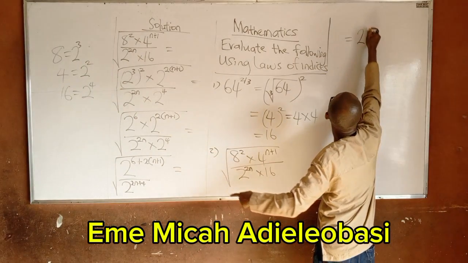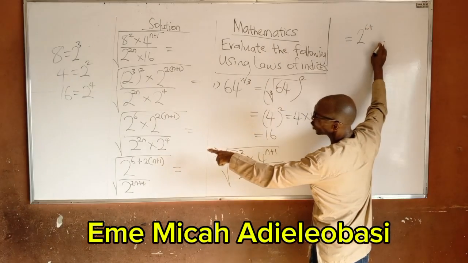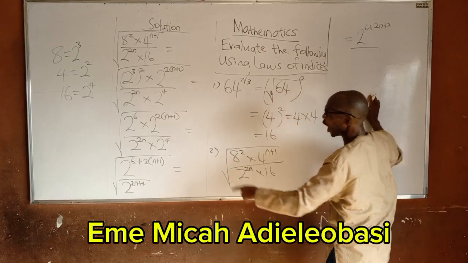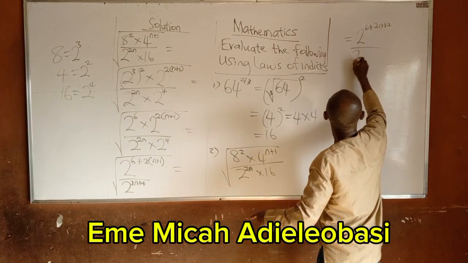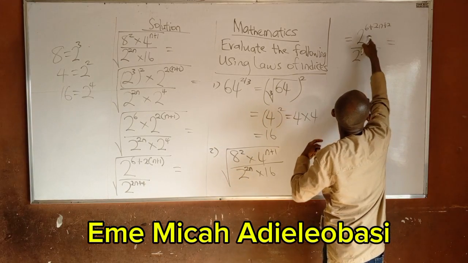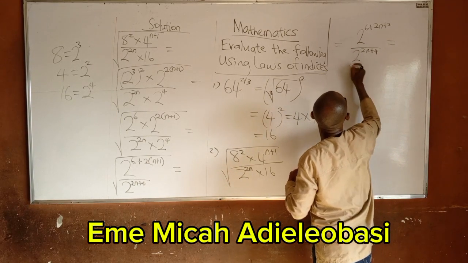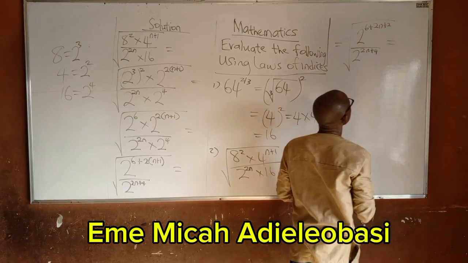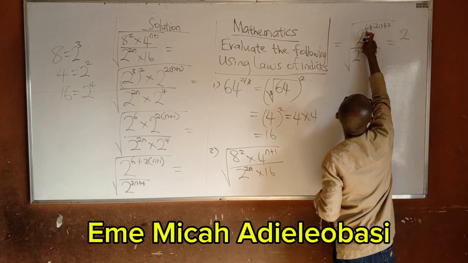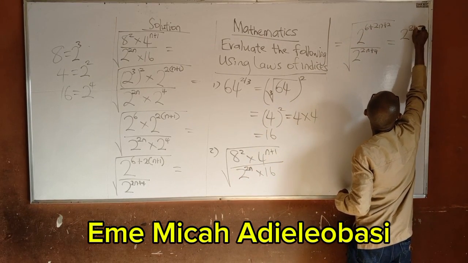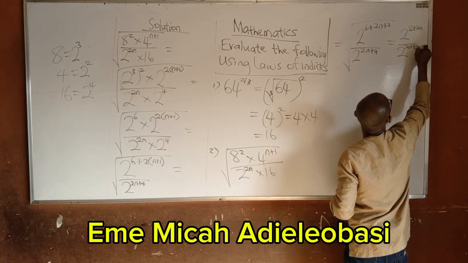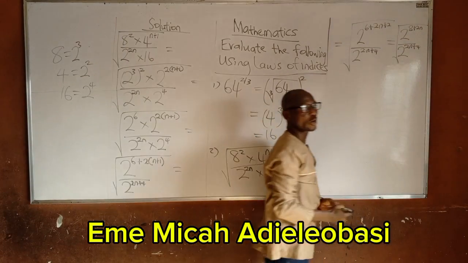We are going to get 2 raised to power 6 plus 2n plus 2, all over 2 raised to power 2n plus 4, all in square root. So what we have now is 2 raised to power 6 plus 2 here, which gives you 8 plus 2n, all over 2 raised to power 2n plus 4, all in square root.